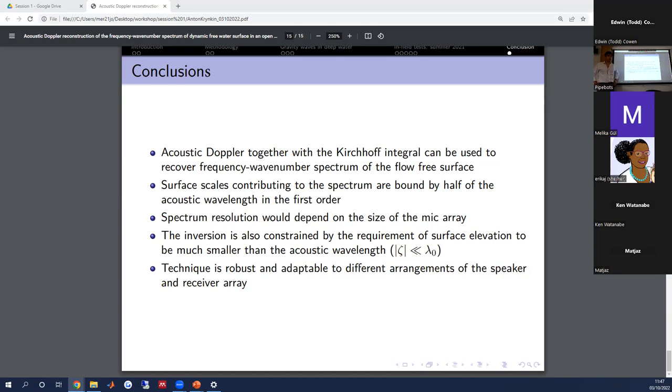You mentioned the relation between the sound wave and the waves. What are the limitations? How high can you put it? What is the maximum distance? What is the maximum wave?